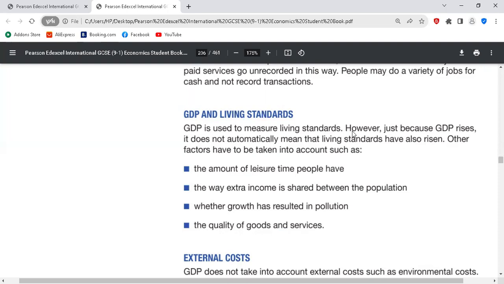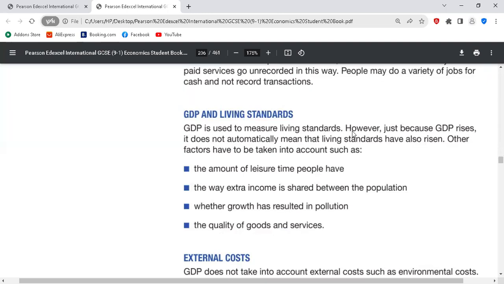Whether growth has resulted in pollution. So when you're talking about GDP, you have to understand that if firms are increasing their output, pollution might have increased. So if pollution is increasing, that means things are not doing well, because pollution should be reduced. And how is pollution going to be reduced? By investing more in technology, sustainable development. So that has to be put into consideration.